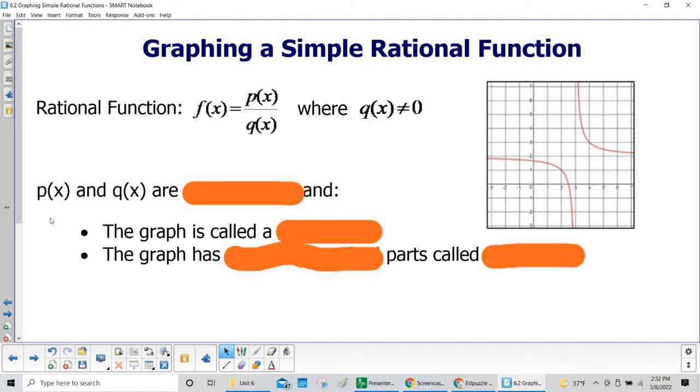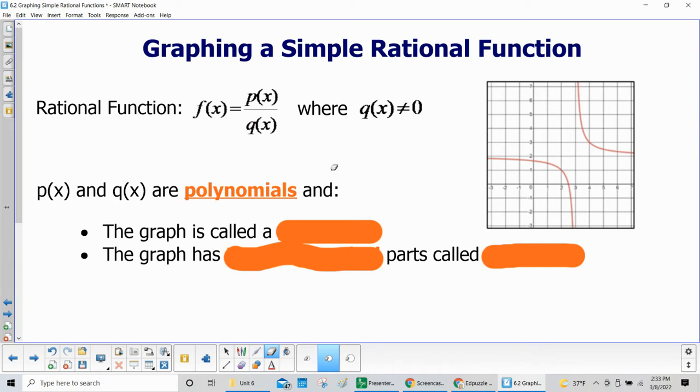So what are those things? P of x and q of x are polynomials. So this is going to be either just a number on top, or it could be something like 3x plus 2. It's a polynomial. Same thing down here. We could have just a number, or we could have a polynomial like 5x minus 7.